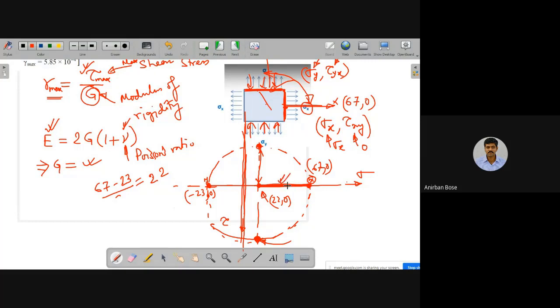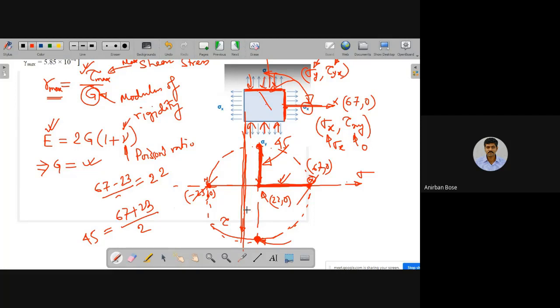And this length is basically this minus this, divided by 2. So that is basically (67 plus 23) divided by 2. If you do that, what is the answer? You just check. 45, sir. Yes, it is coming 45. So this value is basically 45, and 45 is the maximum shear.